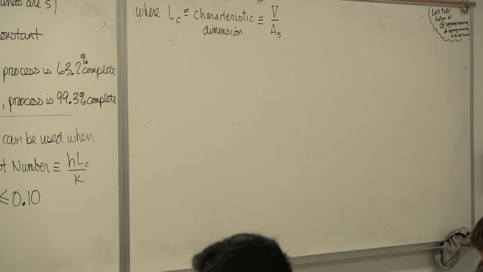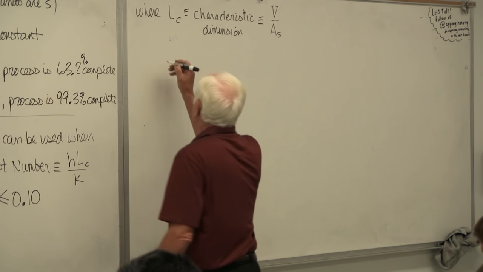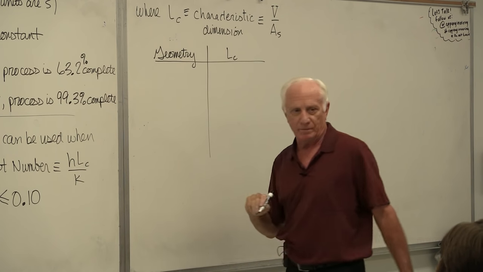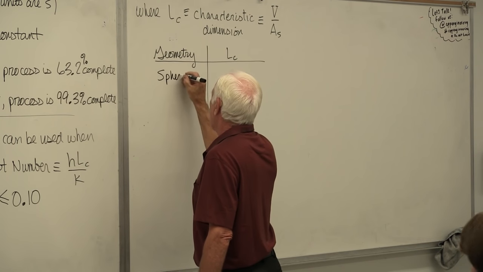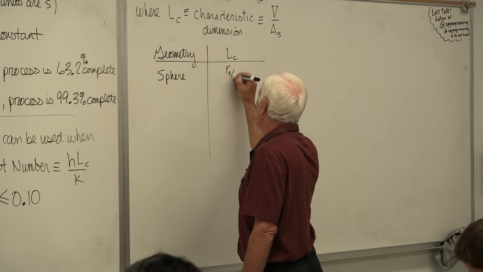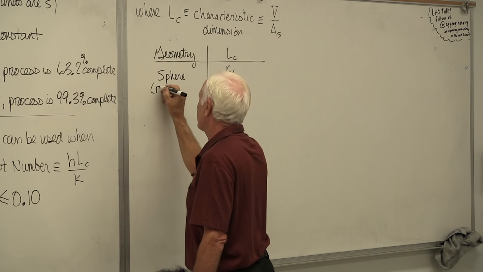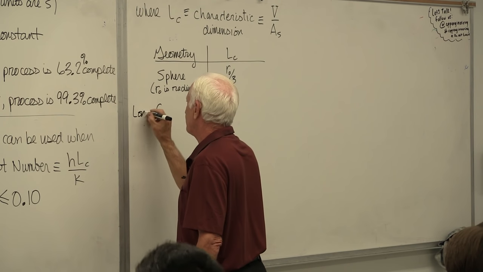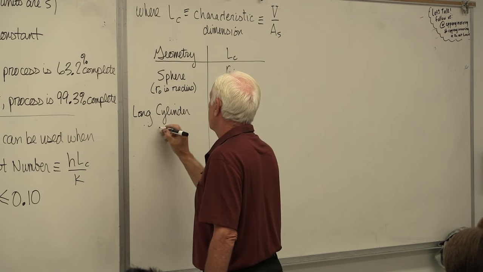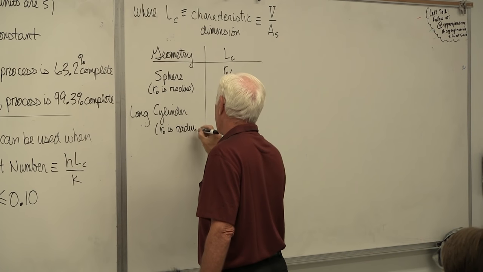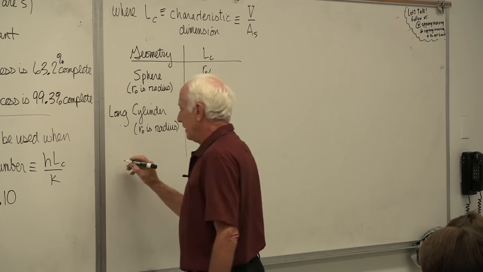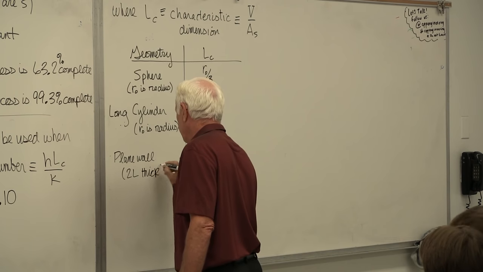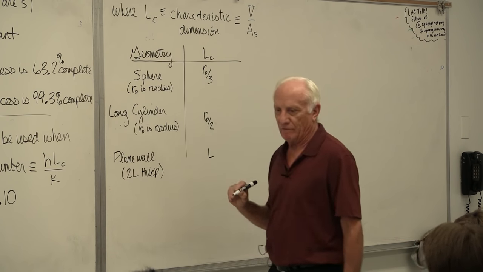So let's put down the geometry and L sub c. This is a table in the book. I forget what number it is, 5-1 probably. For a sphere, this is D over 6 or R naught over 3. R naught is the radius. If it's a long cylinder, R naught is the radius, and L sub c is R naught over 2. If it's a plane wall, 2L thick, L sub c equals L, the half wall thickness.